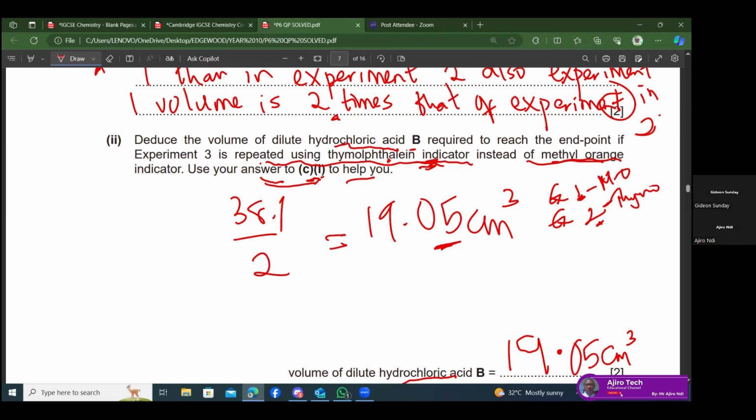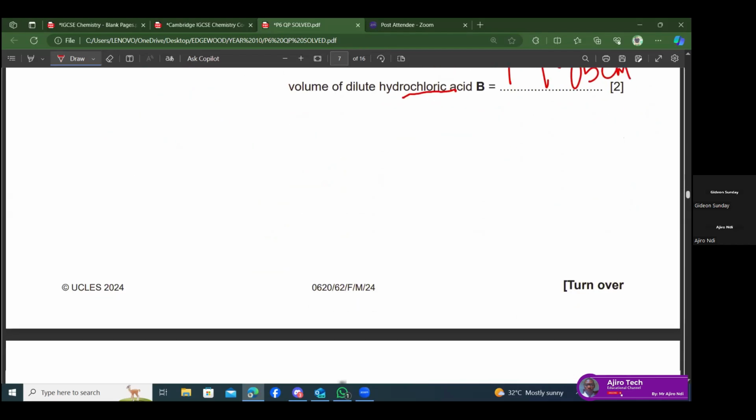Thymolphthalein. Since experiment 1's volume is 2 times that of experiment 2, when we are using methyl orange and want to switch to thymolphthalein, it is going to be the volume of experiment 3 divided by 2, and that is 19.05 cm³. So that is that for that question.